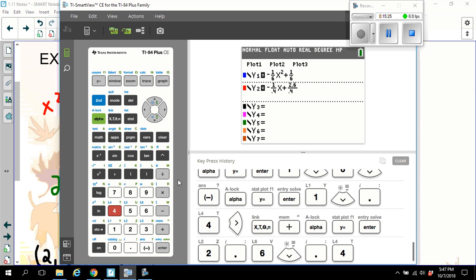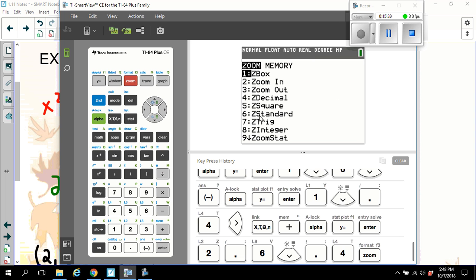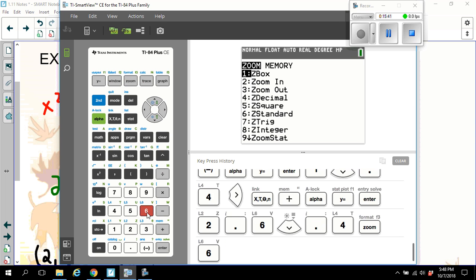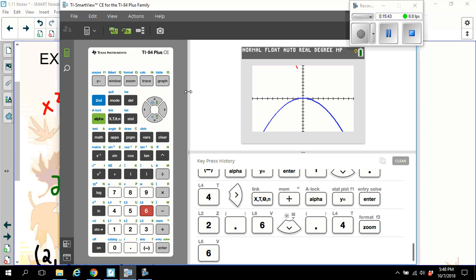So now that we got that, we're going to go ahead and press zoom, because we're going to see if we can put this back into standard form so we can see where the quadratic and the linear intersect. So I'm going to go zoom and then ZStandard. That actually gets your graph back into standard form. Okay, so let's look here.